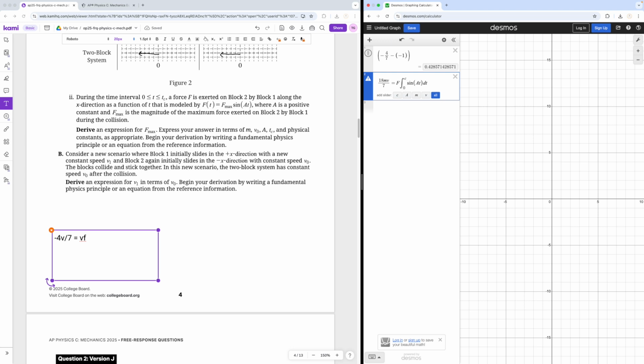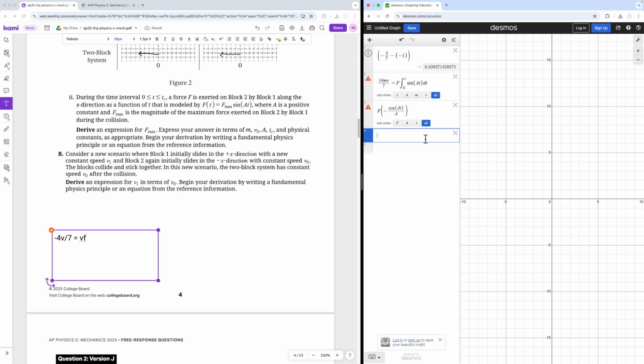Well, the antiderivative of sine is going to be negative cosine. But since we have an a in here, we have to do the reverse chain rule. Meaning that this is going to be equal to F times negative cosine of a t. But now we have to plug in our bounds. And also you have to divide by a as per the reverse chain rule. So now we have to plug in our bounds, which are 0 and tc. We're going to leave the F outside.